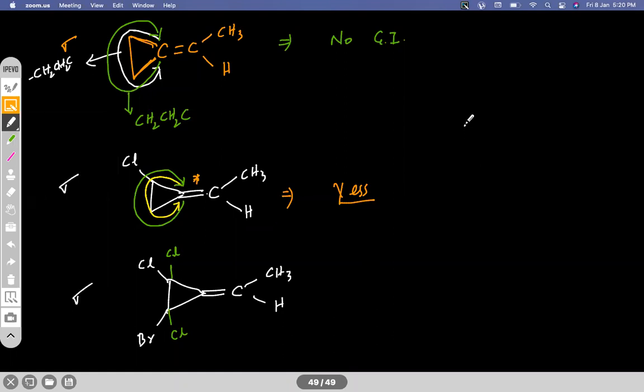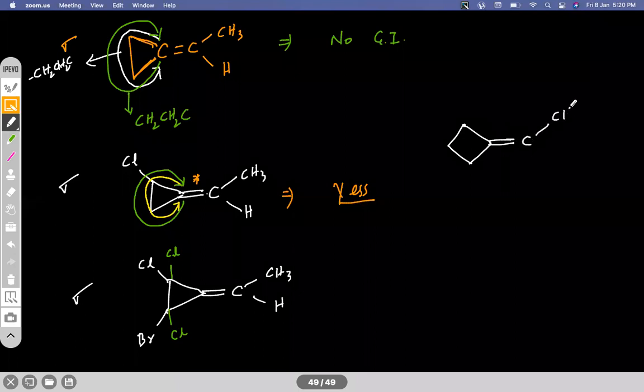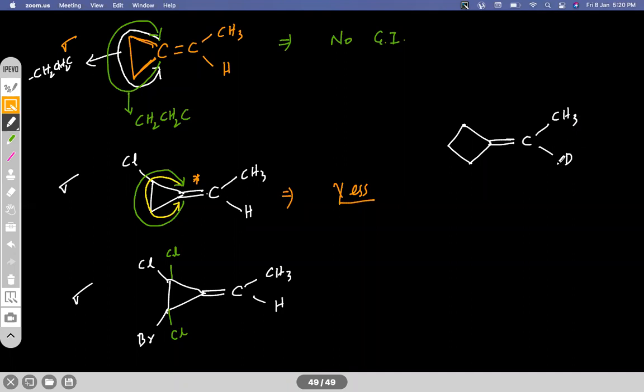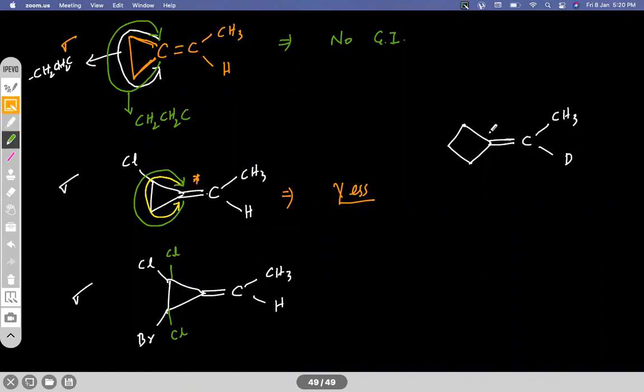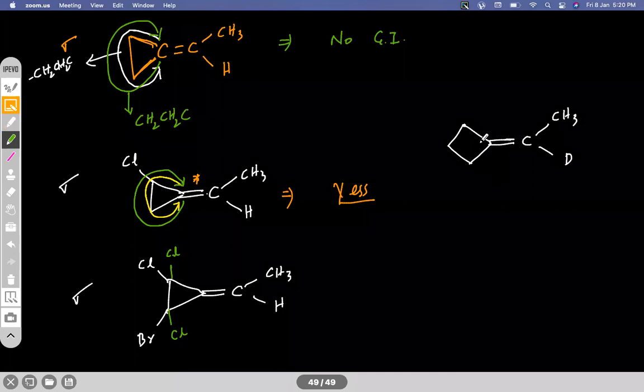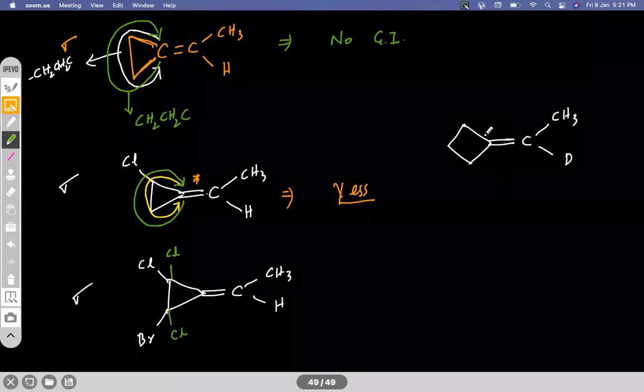See this, suppose you have a four member ring. Something like this, and we have a double bond here. On the carbon, we have CH3 and D present here. We need to find out in this one, is GI possible or not? Could you tell me? Not possible, correct? Because from here we'll go like this, so C, C, C we are getting. If you go like this, again the same atom we are getting. The same path, so it's not possible.